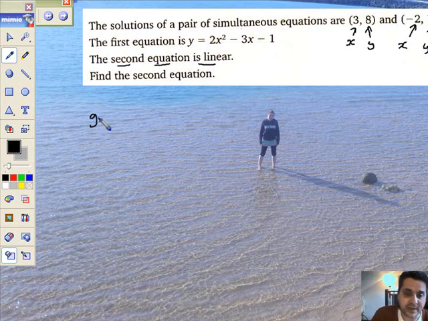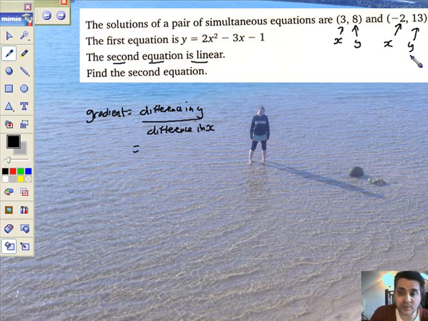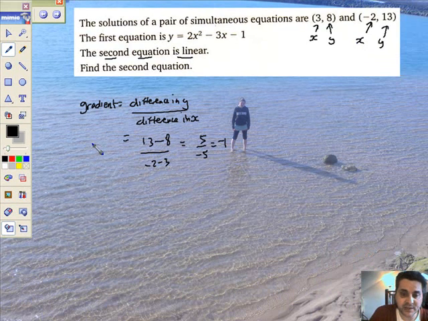So look, do you remember gradient? Gradient is going to be difference in the y divided by the difference in the x. When we did diagrams on a grid, difference in y over difference in x was the gradient. But we can do it by calculation as well. Difference in y, so I'm going to go 13 take away 8 divided by minus 2 take away 3, and that's going to give us 5 over minus 5. Therefore the gradient is minus 1.